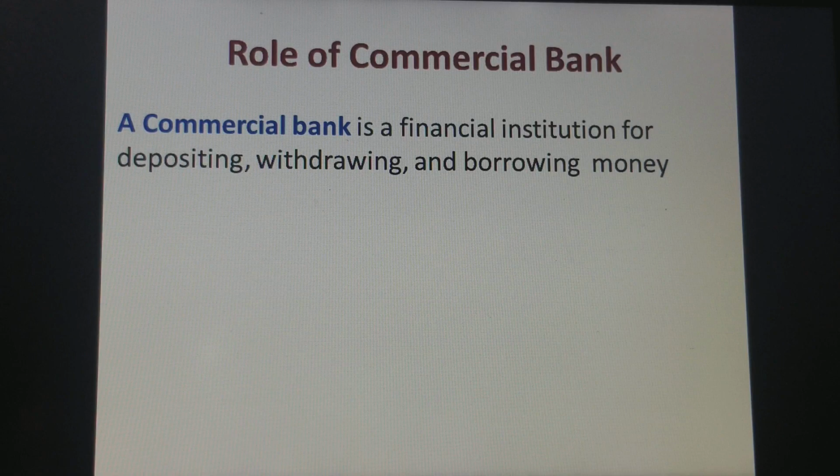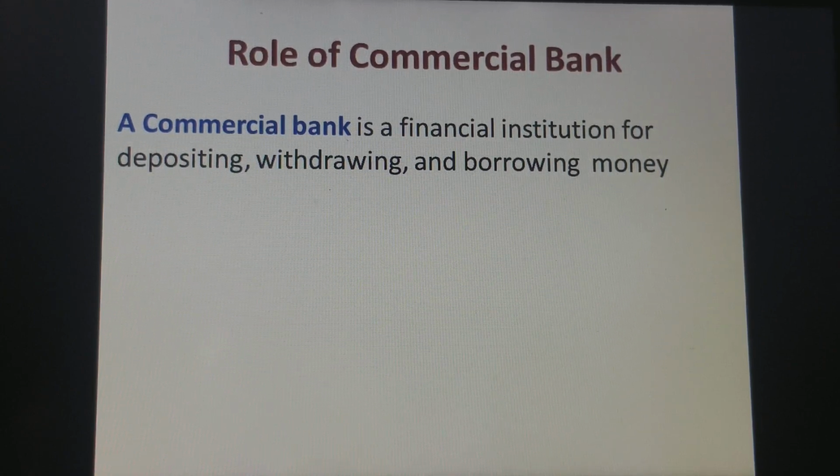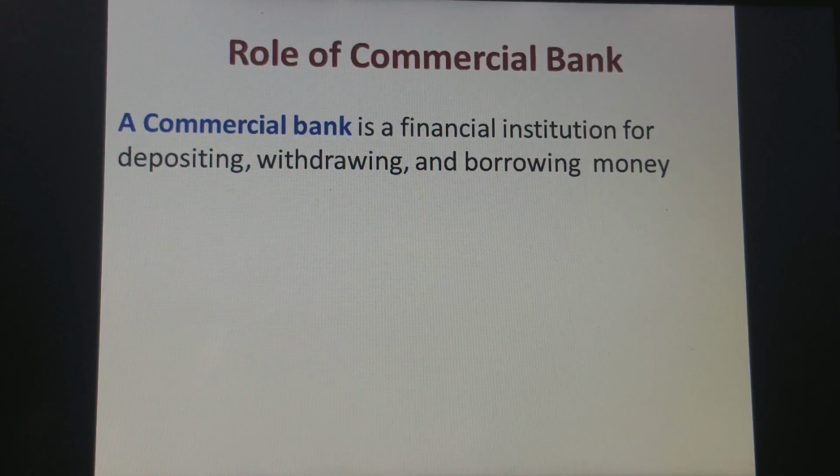So now let us look at the role of the commercial bank. A commercial bank is a financial institution for depositing, withdrawing, and borrowing of monies. So that's their primary function in this definition, really. It is telling us that they're dealing with depositing. They're also dealing with withdrawing and borrowing of monies.